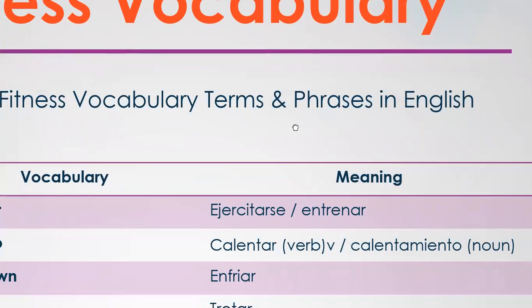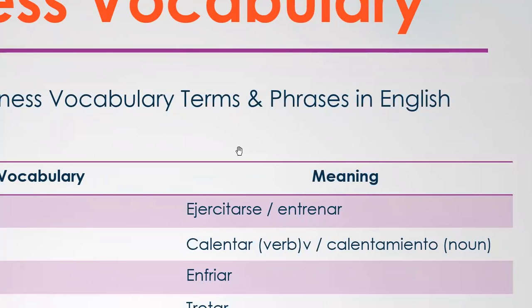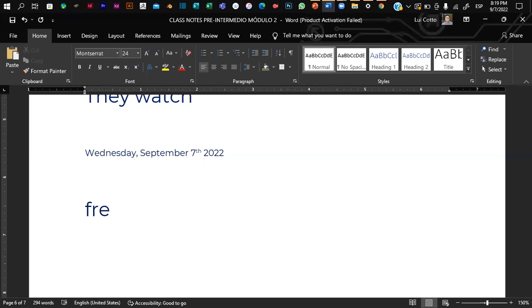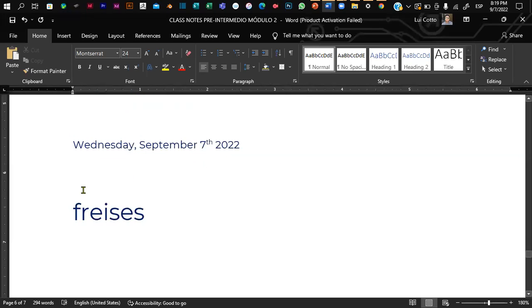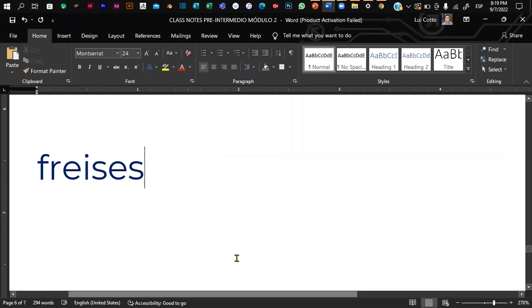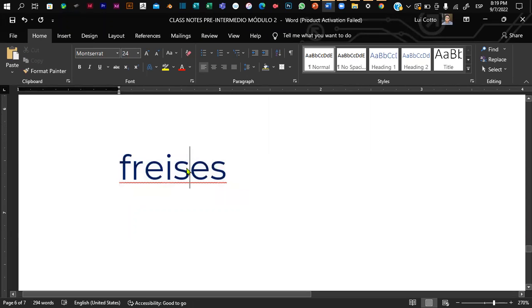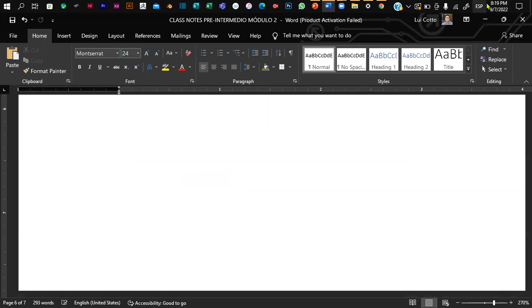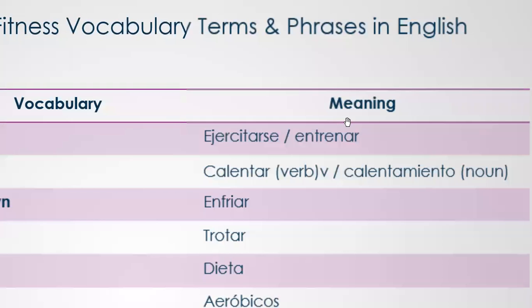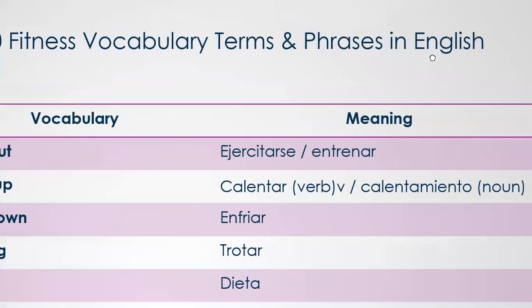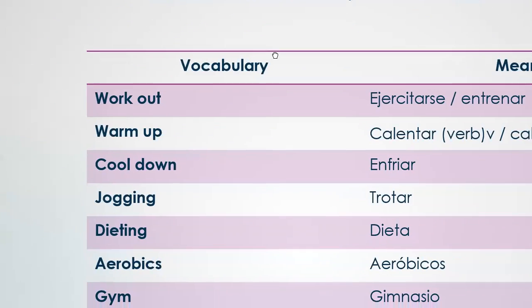Ten fitness vocabulary terms and phrases in English. Okay, great. Let's repeat this word. Phrases. Remember, this is not grammar. This is only how you listen to the pronunciation of the word. Okay, great. Phrases in... In German? No, not in German. Okay, in English. Let's see the vocabulary.